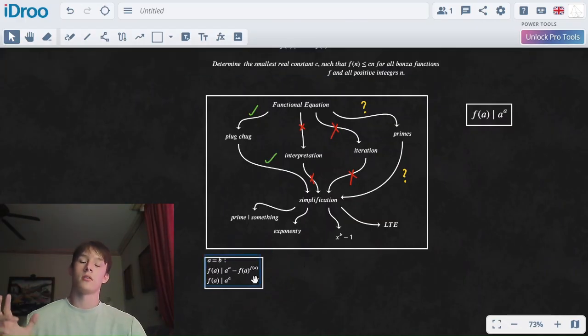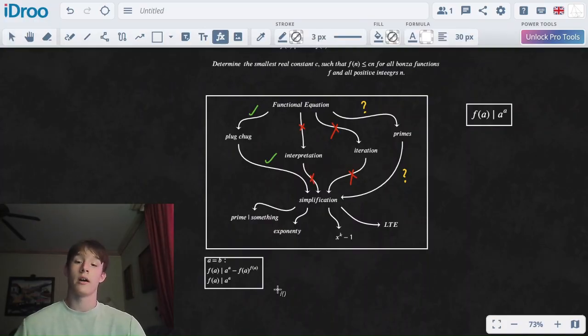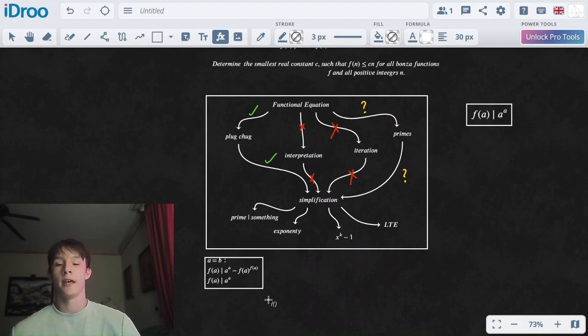And essentially f of a divides a to the power of a is useful, but it's not that useful because it doesn't really limit what f of a has. And what we know is we want primes. So we want factors of f of a.